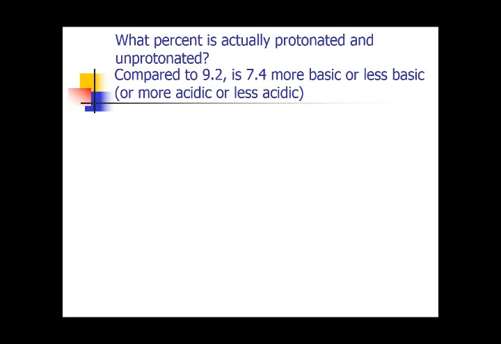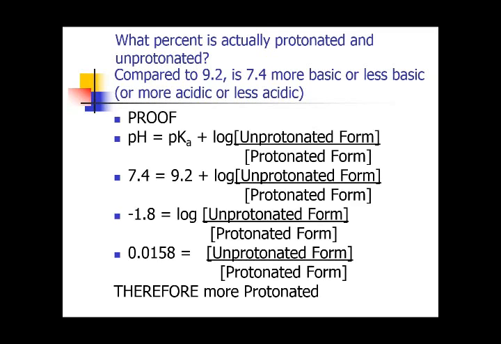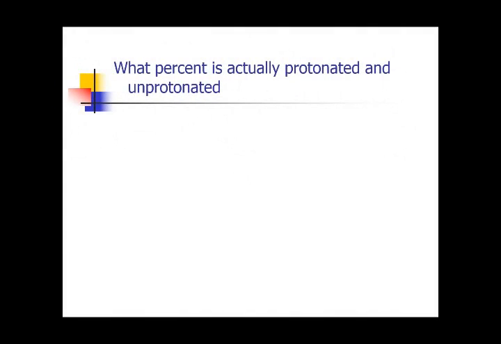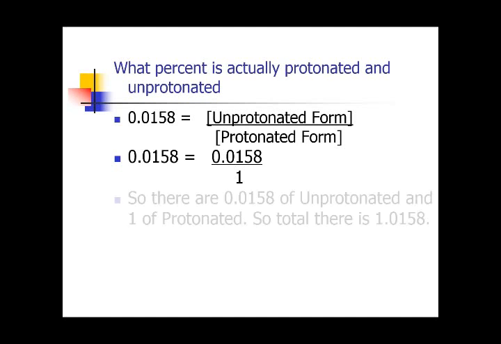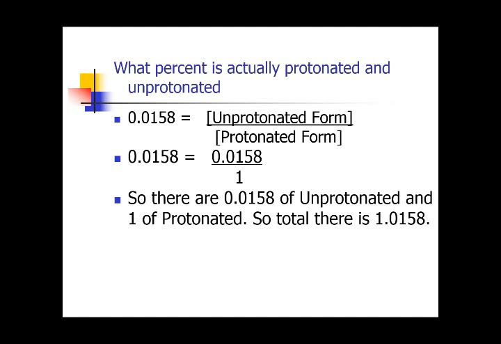So let's just take an example, the previous one. 9.2 compared to 7.4. We got to this. What percentage is actually unprotonated and what percentage is protonated? Well, we know that this is the case, so we can actually write it this way. For every molecule of protonated, there's 0.0158 molecules of unprotonated. Yes, we can have less than a molecule, but just bear with me for a moment here. So you have 0.0158 molecules of unprotonated and 1 of protonated.